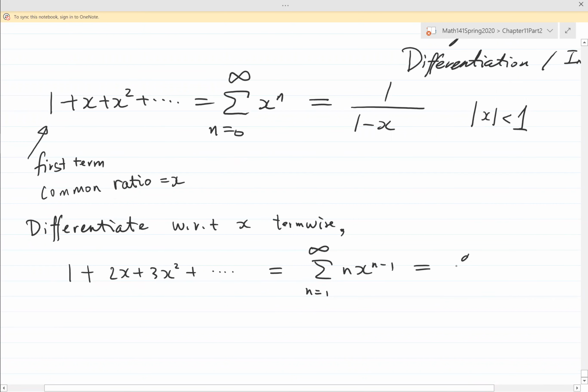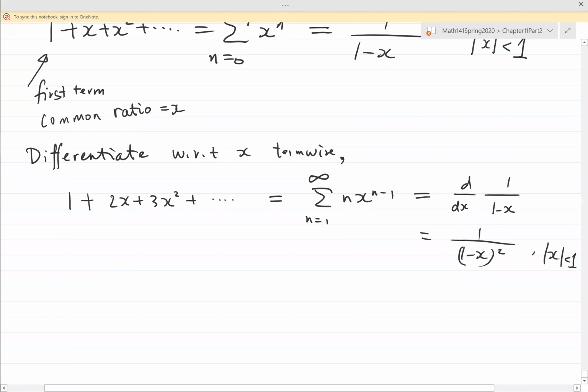The right side we get d/dx of 1 over that thing, so we get 1 over (1 minus x) squared. Once again, |x| is bounded by 1. Of course, you can also differentiate again to get a more complicated series. Now we can also integrate.